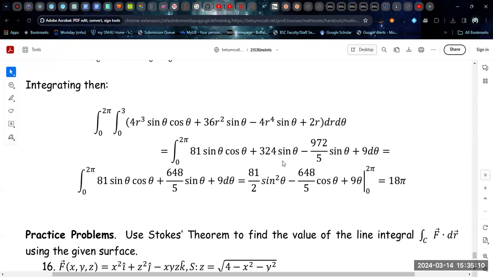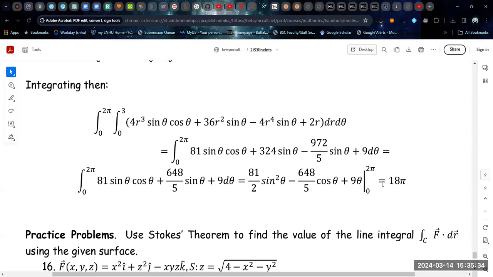And then we've got some sine terms we can combine. And then we continue the integration for theta. And then we end up with, this is a substitution that we get sine squared from. Sine becomes cosine, 9 becomes 9 theta, and we plug everything in. These all end up canceling, and we just end up with 18 pi.